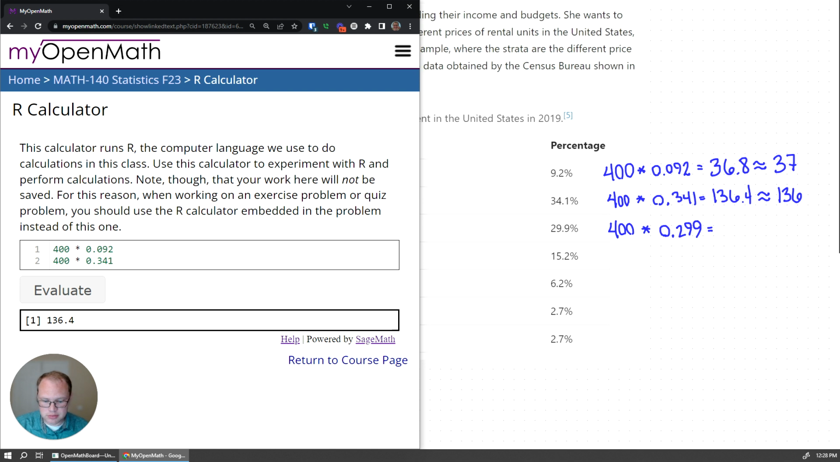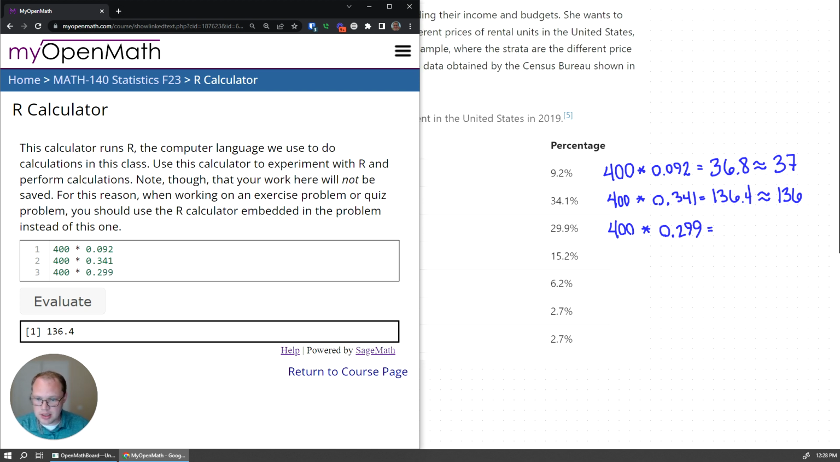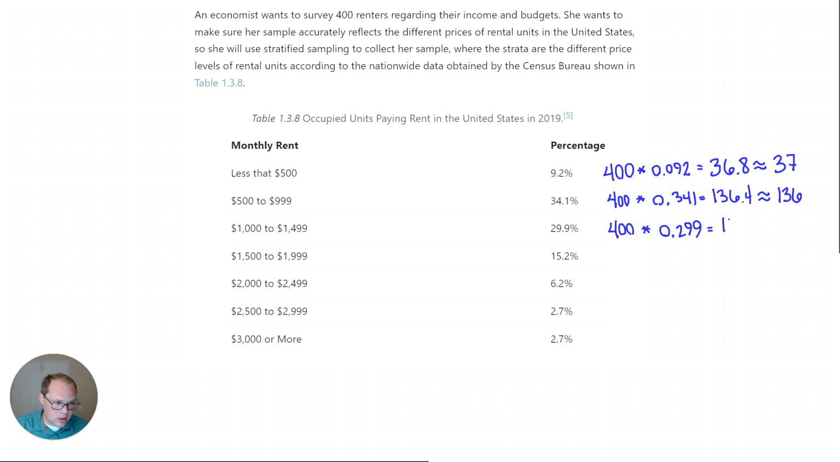Pull out my calculator. 400 times 0.299, 119.6. 119.6 rounds to the nearest whole number, which is 120. So if we have 400 people in our sample, we want 120 of them to pay between $1,000 and $1,499 each month in rent. You do that for these other ones too. I'm not going to go through them all because it's very much the same, but feel free to take the time and double check and see how many people this economist would sample in each category for a sample size of 400.